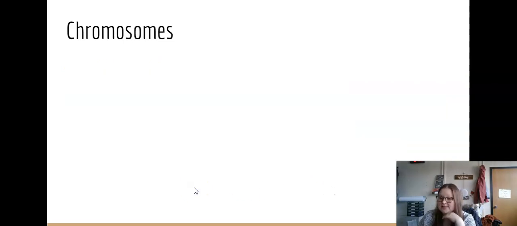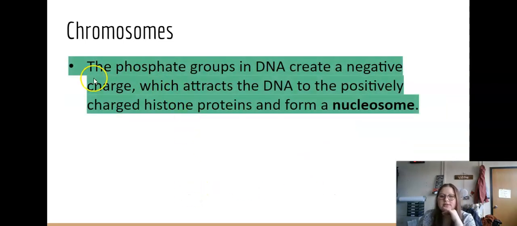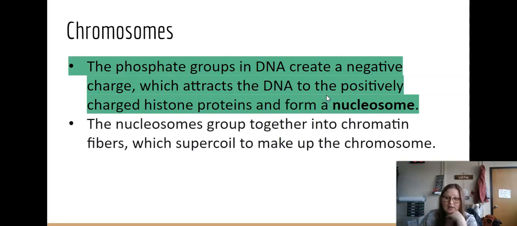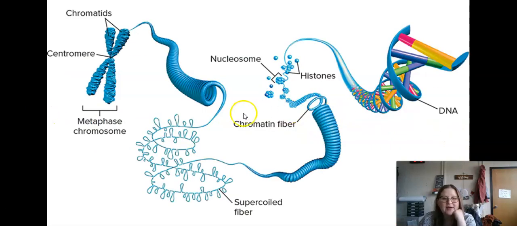Prokaryotes, not necessarily. The phosphate groups in DNA create a negative charge which attracts the DNA to the positively charged histone proteins to form a nucleosome. It's a little bundle of DNA. The nucleosomes group together into chromatin fibers, which supercoil to make up chromosomes. I have a graphic to show you on the next slide.